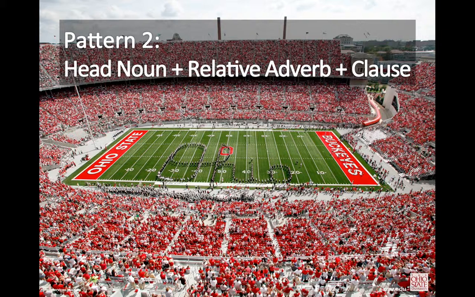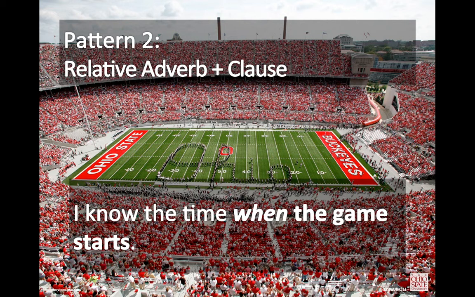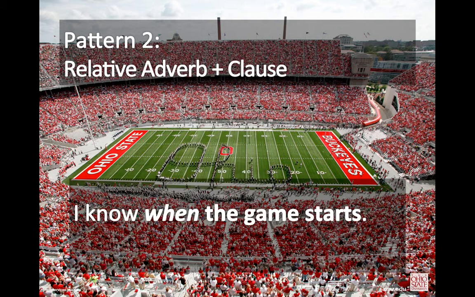Let's look at pattern 2. In pattern 2, we omit the head noun. So we just have the relative adverb and the clause. Let's look at an example. I know the time when the game starts. If we omit the head noun, we would have I know when the game starts. In this case, the meaning of the head noun is general, the time. It's not very specific. In these cases, we often omit the head noun and we get I know when the game starts.